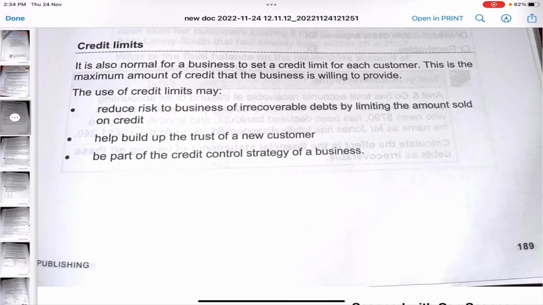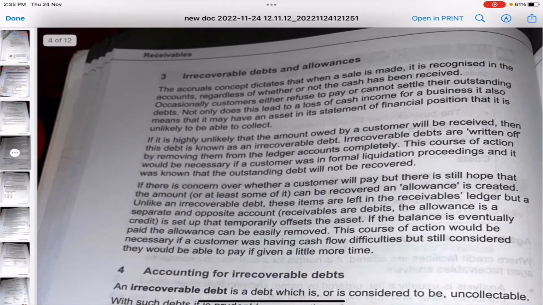Based on the historical performance, we can see how much credit we are interested to extend to the people. It is normal for a business to set a credit limit for each customer. This is the maximum amount of credit that a business is willing to provide. The use of credit limits reduces the risk to the business of irrecoverable debts by limiting the amount sold on credit, helps build up the trust of a new customer, and is part of the credit control strategy of the business.